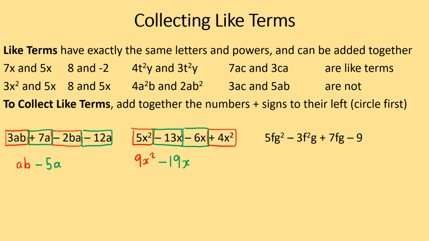Then for our last one, this is a little bit of a trick question. 5fg squared, there's nothing that's a like term to that. Minus 3f squared g, there is nothing that has an f squared and a g in it. 7fg, there's nothing which has just got f and g in it, they've all got squares involved. And then minus 9, well that's just a number, we need a number to add that to. There are no like terms in that question, nothing can be added together, so fully simplified is exactly the same as what you started with.